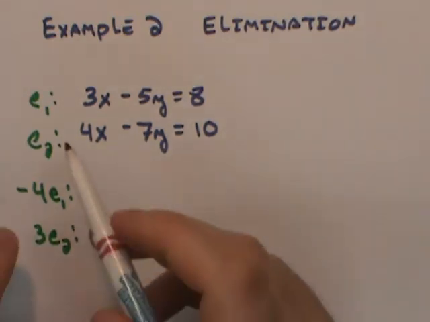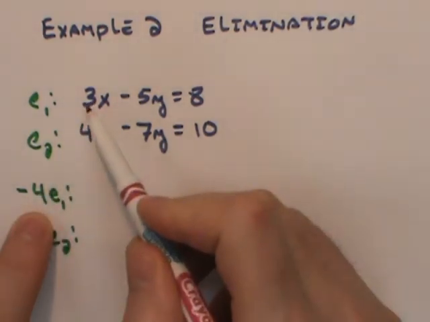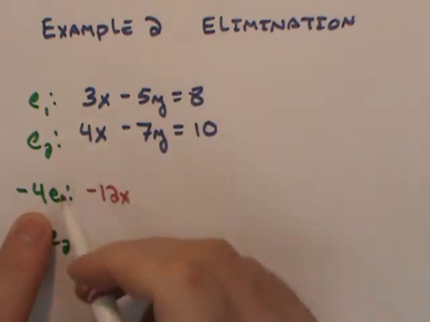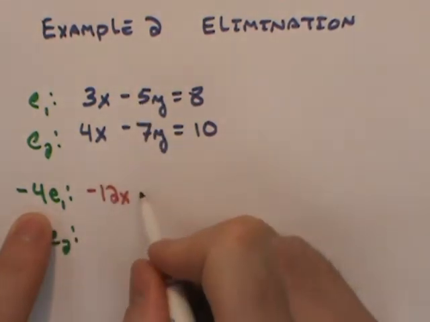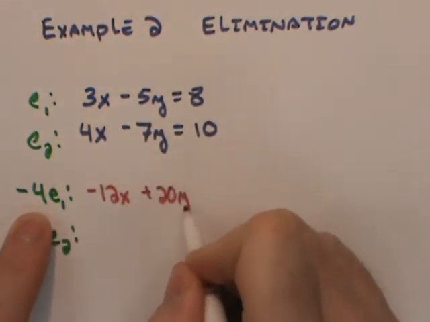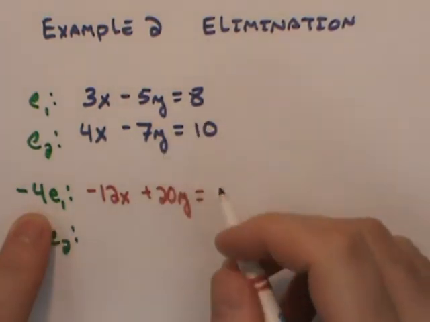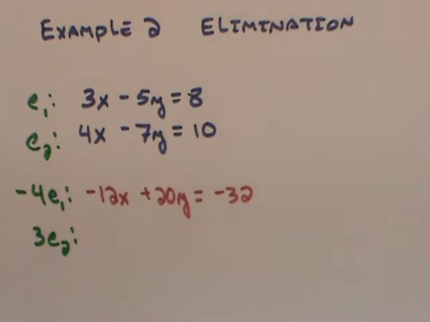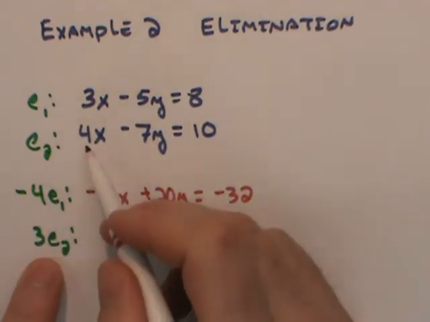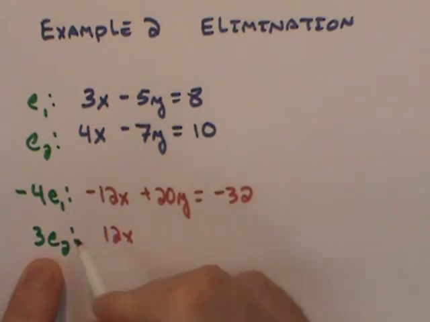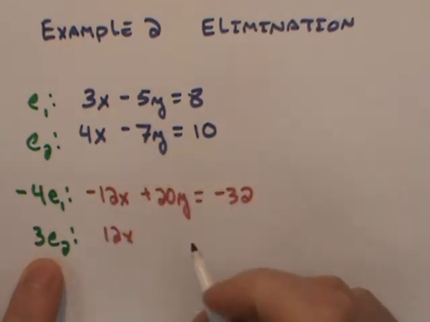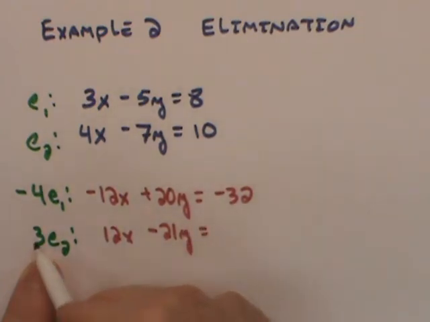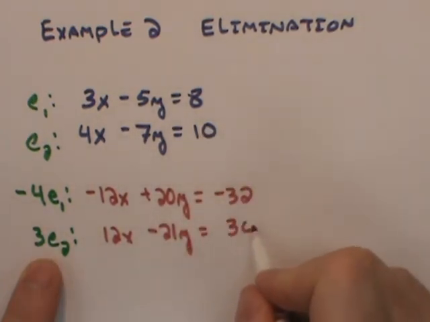As I transform the first equation, I'm simply going to multiply by negative 4. Negative 4 times 3 is negative 12x. Negative 4 times 5 is positive 20y. Negative 4 times 8 is negative 32. I move to the second equation. 3 times 4 is 12x. 3 times negative 7 is negative 21y. 3 times 10 is 30.